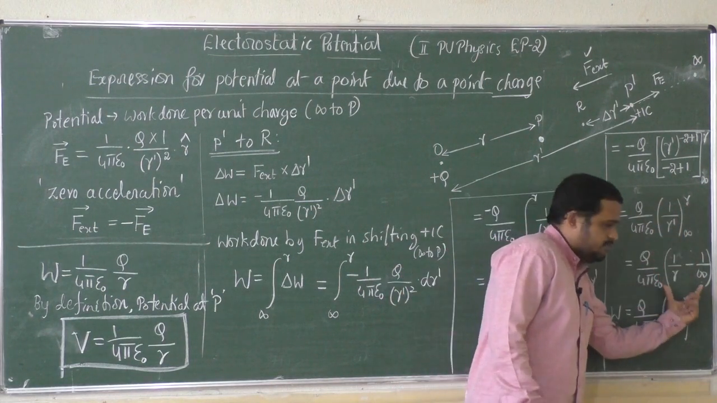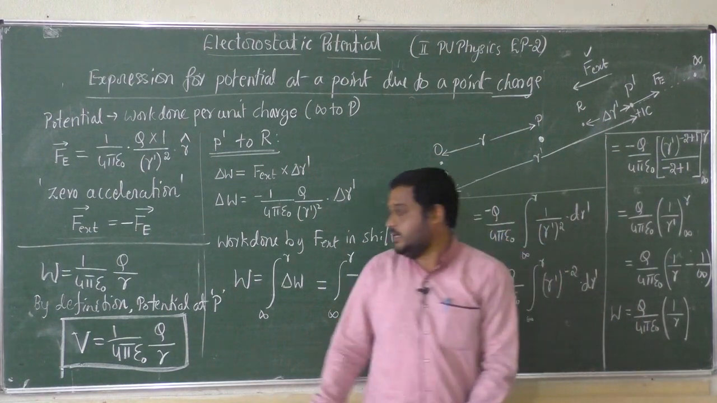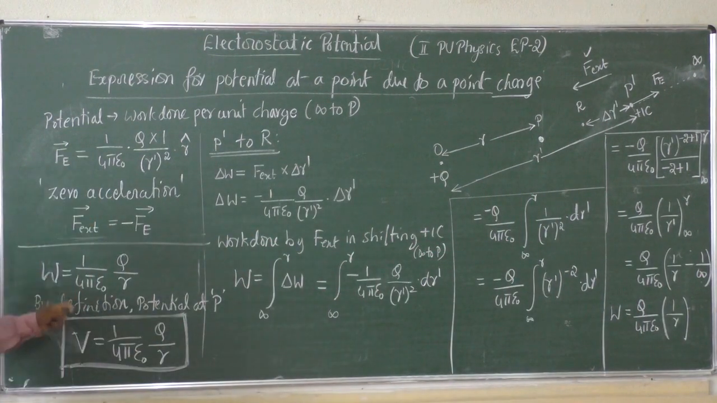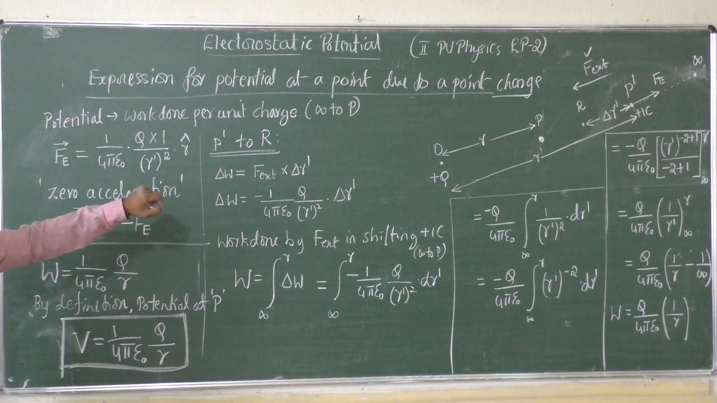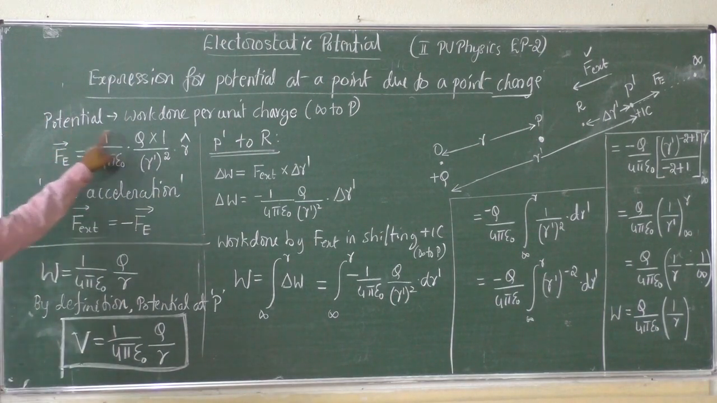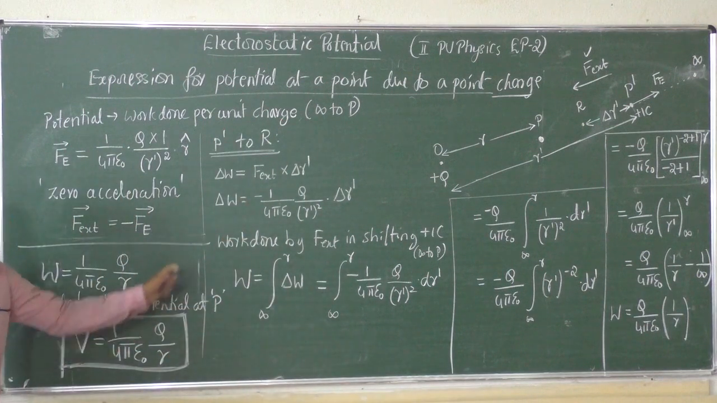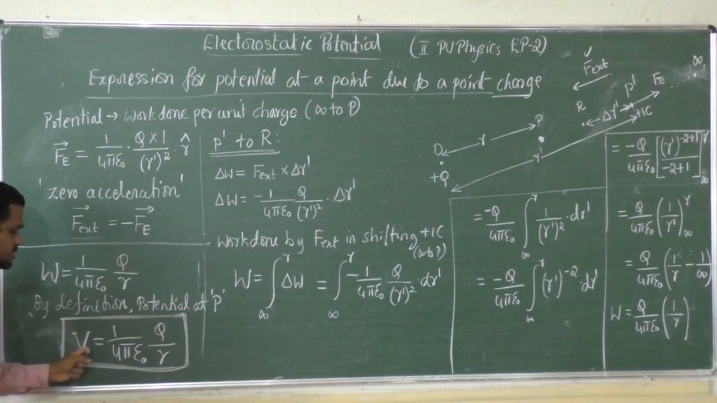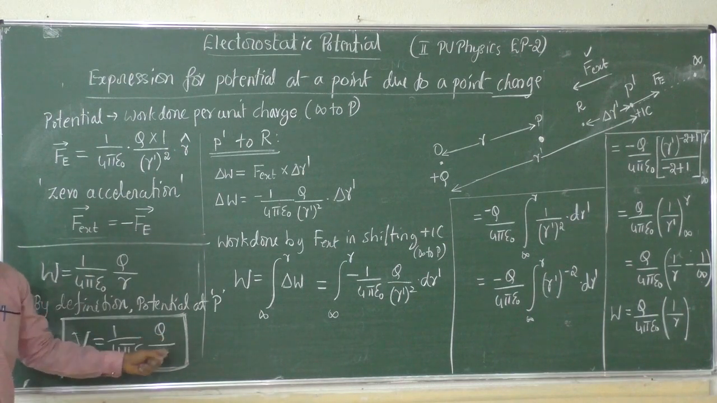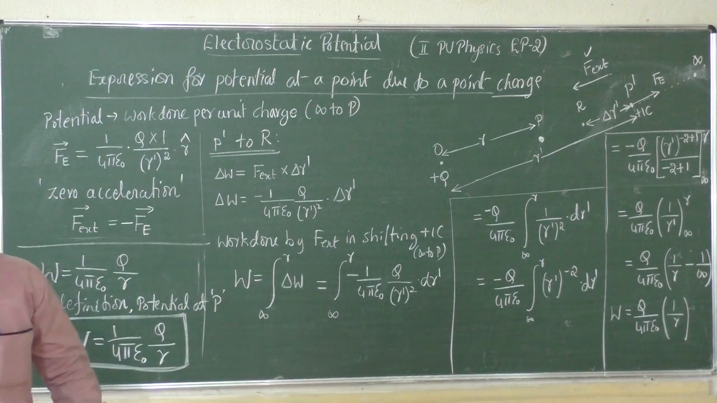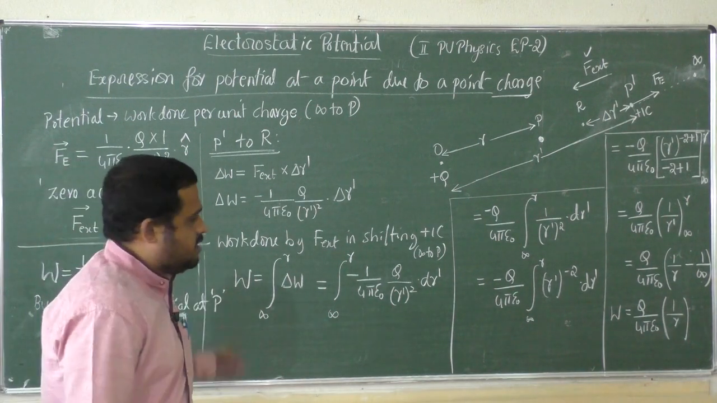In the next step, we applied the limits and we got the expression for work done in bringing a unit positive charge from infinity to a point P. By the definition of electric potential, that work done itself represents the potential at that point. So potential at point P is equal to 1 by 4 pi epsilon naught q divided by r. Okay, that is the derivation.